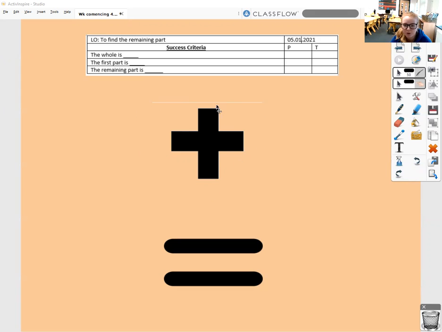So this symbol, what does this symbol mean? 3, 2, 1. That is the addition or the plus symbol. Fantastic. And what does this symbol mean? 3, 2, 1. It is the equal symbol.